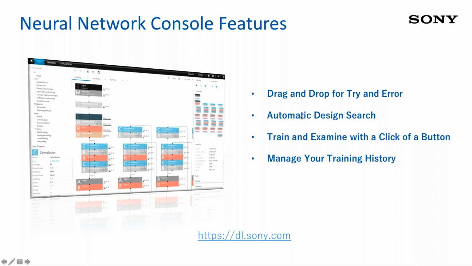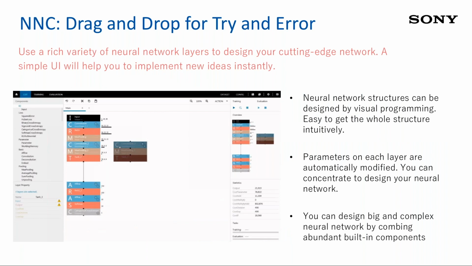And then there is the automatic design search. You design your network, and then you have so many cases, and it helps you to pick and search among those. And then you can train and evaluate with a click of a button. Very easy. And then you can manage the history. Again, this is the website, dl.sony.com. And I will tell you in my next sections how to go and build on this tool. So for now, let's just show you some of the highlights of this NNC.